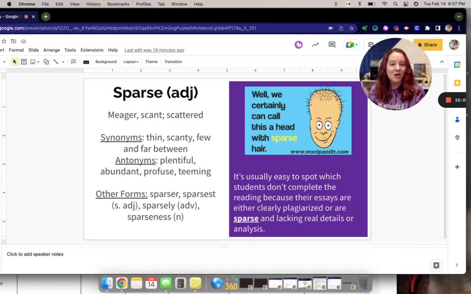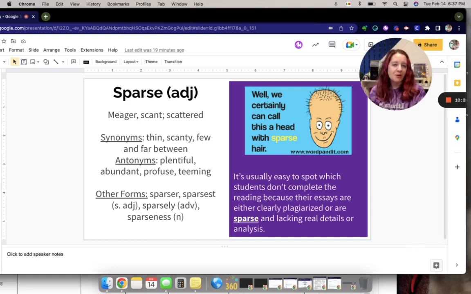Then we have the word sparse, which is an adjective. It means meager, scant, or scattered. Basically, if something is sparse, it means there's not a lot of whatever it is that you can see. Your synonyms are thin, scanty, few and far between. Your antonyms are plentiful, abundant, profuse, and teeming, meaning you have a lot of something.